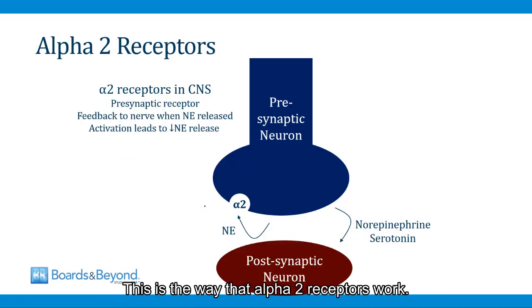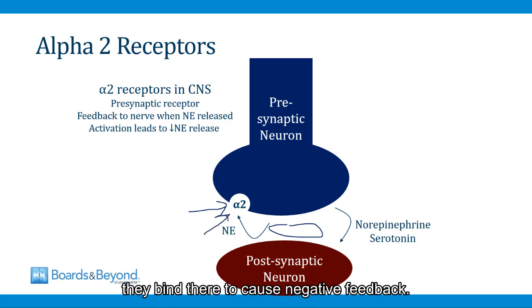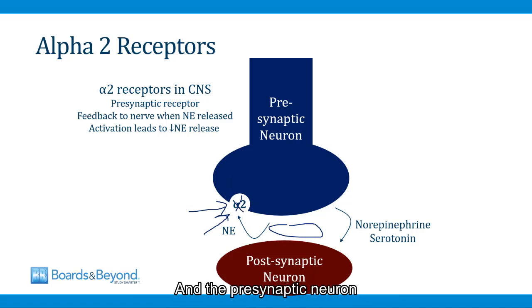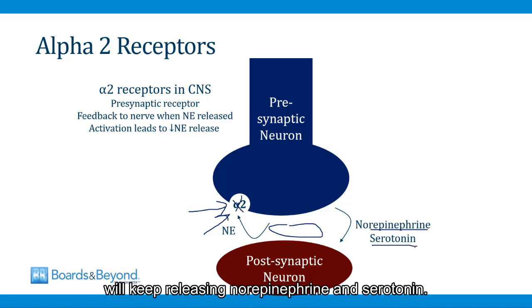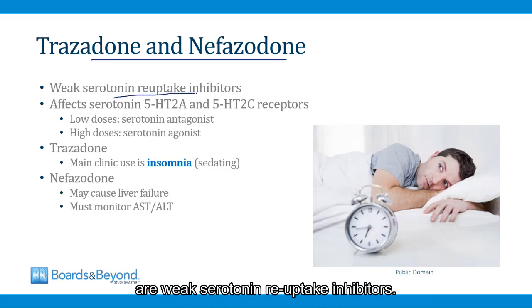This is the way that alpha-2 receptors work. They're found on presynaptic neurons, and when neurotransmitters are released into the synaptic cleft, they bind there to cause negative feedback. So if you block these alpha-2 receptors, there'll be no negative feedback, and the presynaptic neuron will keep releasing norepinephrine and serotonin. Trazodone and nefazodone are weak serotonin reuptake inhibitors.